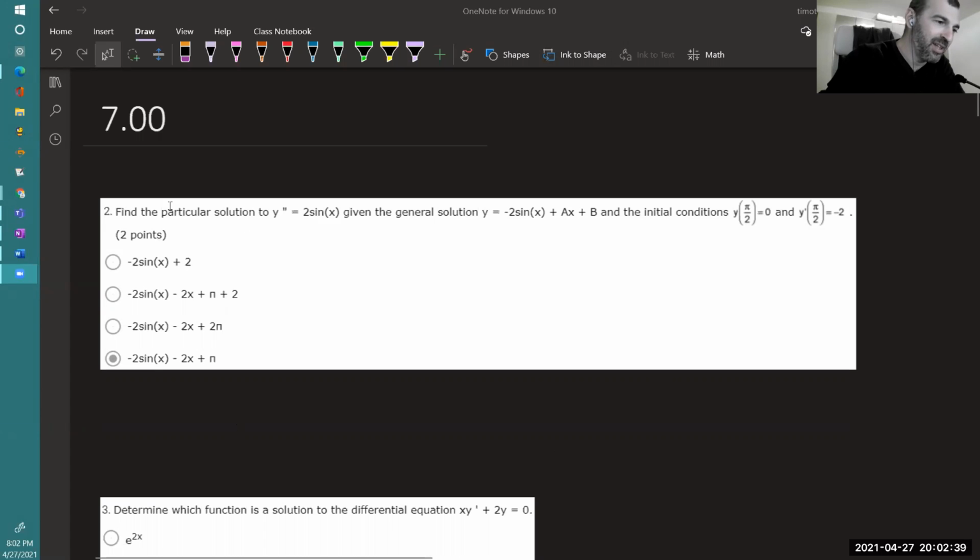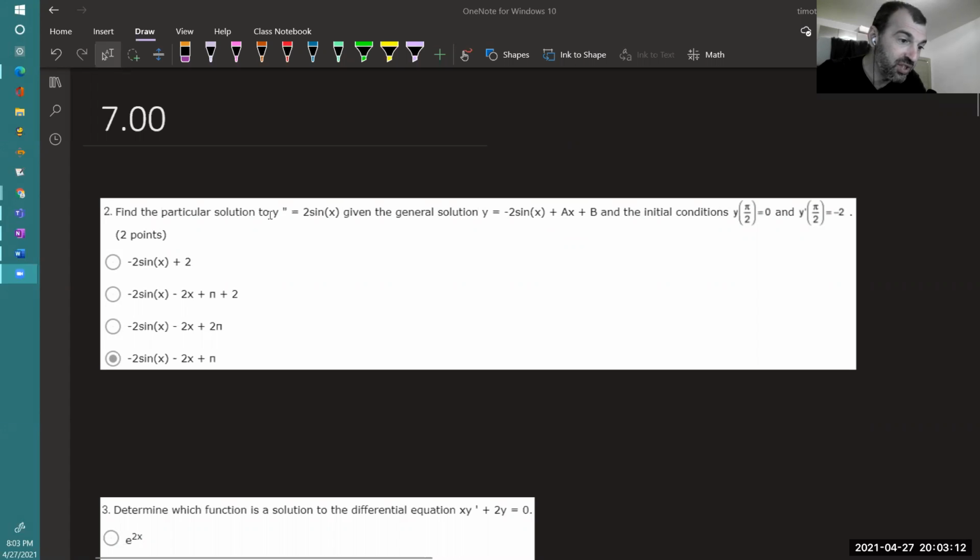Here it is. Find the particular solution given the general solution. So remember, the general solution is the one that's given with the C values, right? Generally speaking, after you integrate, there's a plus C, and that would be known as the general solution. Now, that C is often found by plugging in some initial conditions.